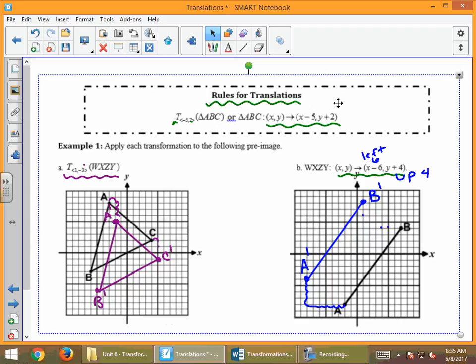Just recognize the rule. The first thing is always your left or right shifting. If it's negative, you're moving left. If it's positive, you're moving right. The second number represents your up and down shifting. If it's negative, you move down. If it's positive, you move up.